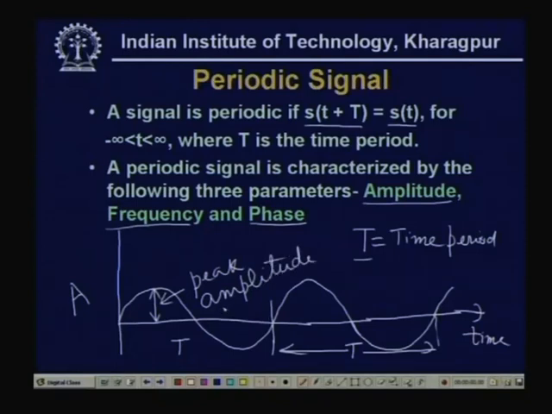Peak amplitude A, and what is frequency? You have seen peak amplitude A, and that frequency f is represented by 1 by T. That means, if T is the time period, then frequency is essentially 1 by T. f is equal to 1 by T, that is your frequency.